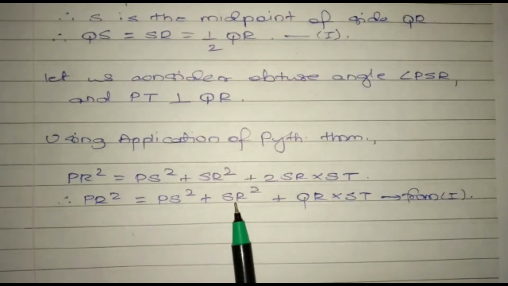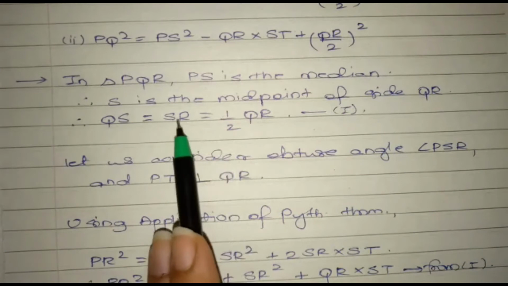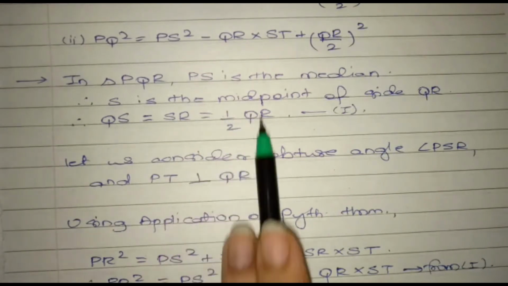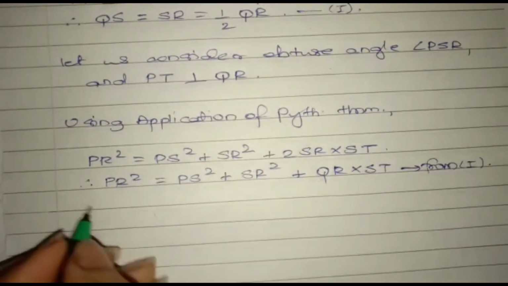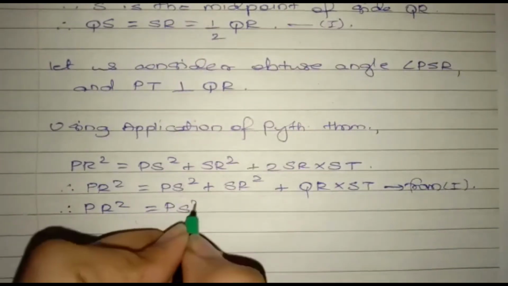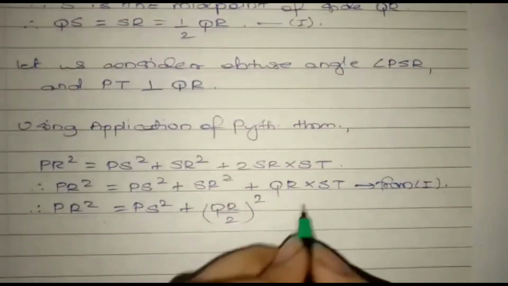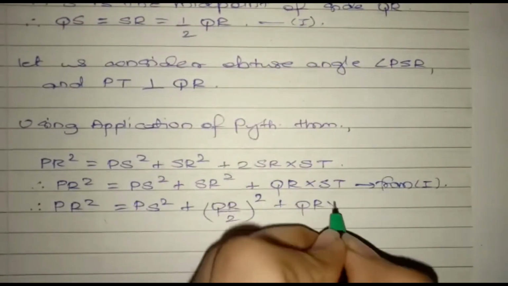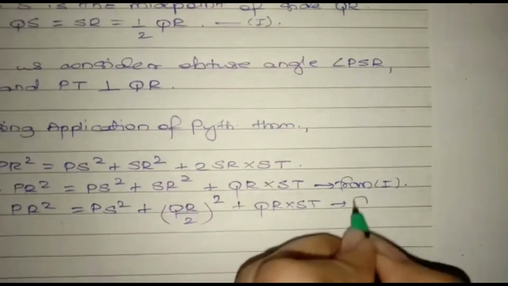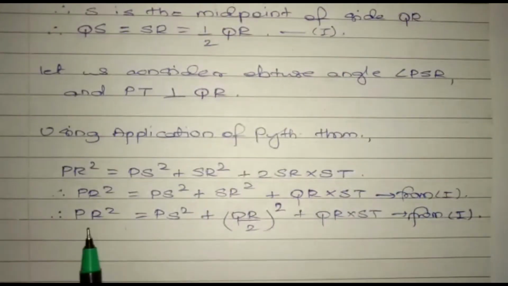Now here SR square can be substituted as SR is QR upon 2. So SR square is QR upon 2 the whole square. Therefore PR square is equal to PS square plus QR by 2 (since SR is QR by 2), so QR by 2 the whole square plus QR into ST. This is also from statement 1. Okay, so we got what we needed.